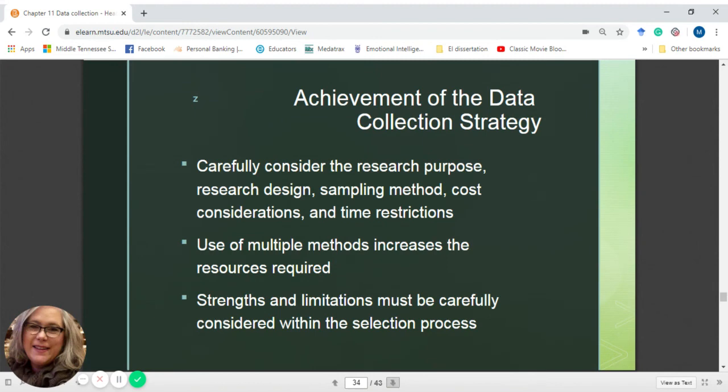So with the data collection portion of your research study, we want to see what is the purpose of our research, what design are we using, what sampling methodology are we going to use, and then what data collection strategy best fits what we're doing. That we have cost, that we have access, what time constraints do we have, do we need to use more than one method depending on what kind of study we're doing, and there are strengths and limitations that are considered based on the selection process of our sampling method and our data that's collected.